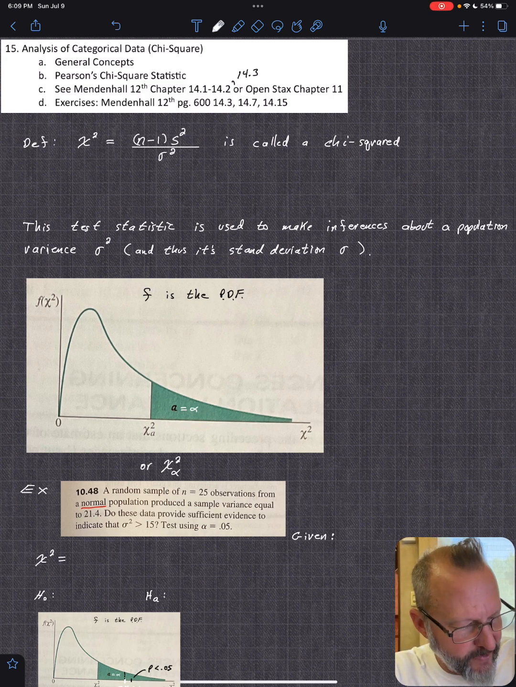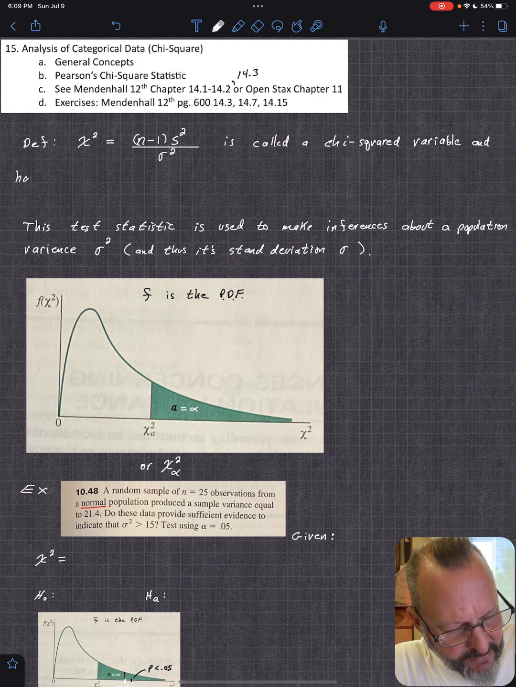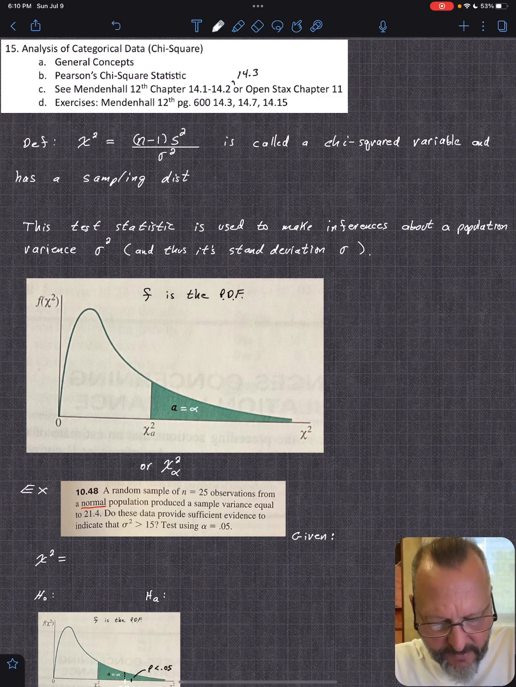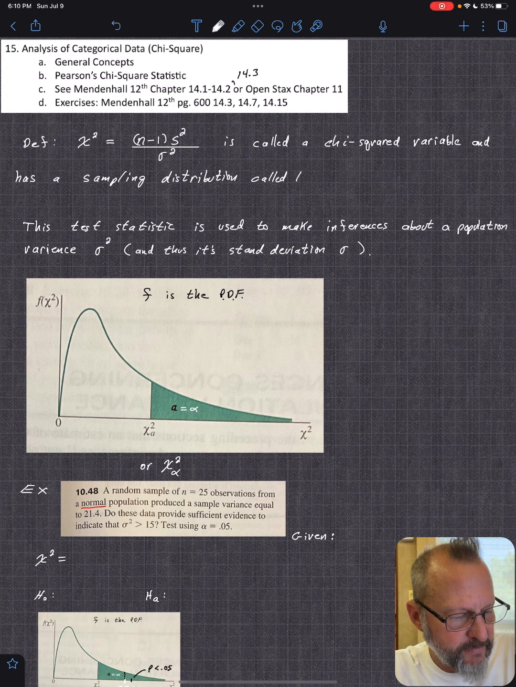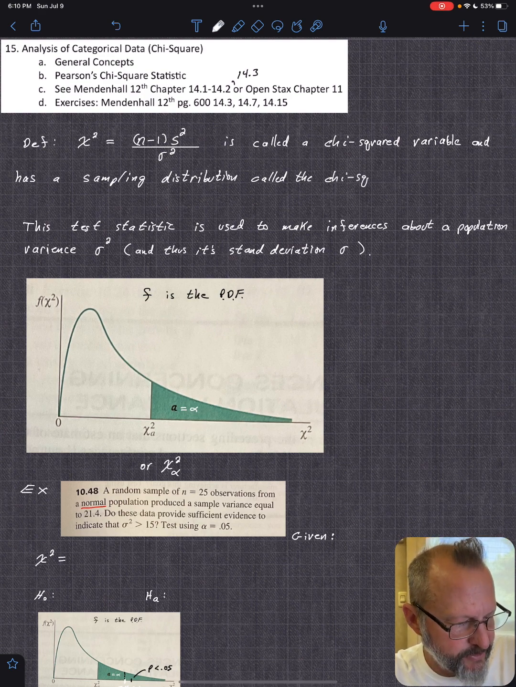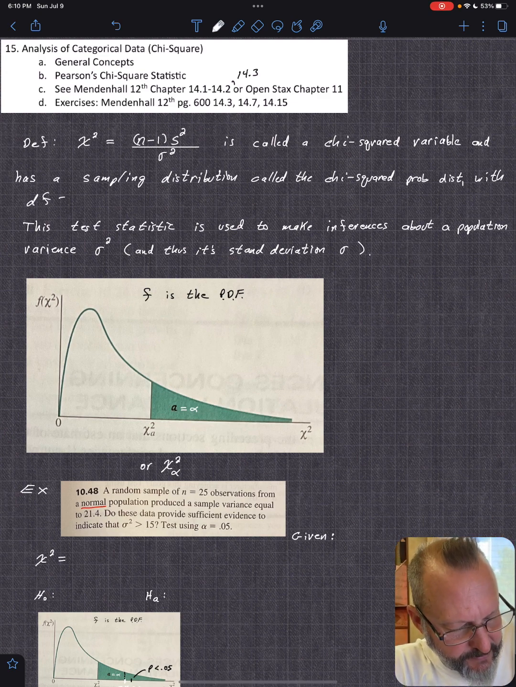So it's called the chi-squared variable and has a sampling distribution, right? If you did multiple samples, just like on sampling means and things like that, it has a sampling distribution called the chi-squared probability distribution with n minus 1 degrees of freedom. So degrees of freedom is equal to n minus 1.